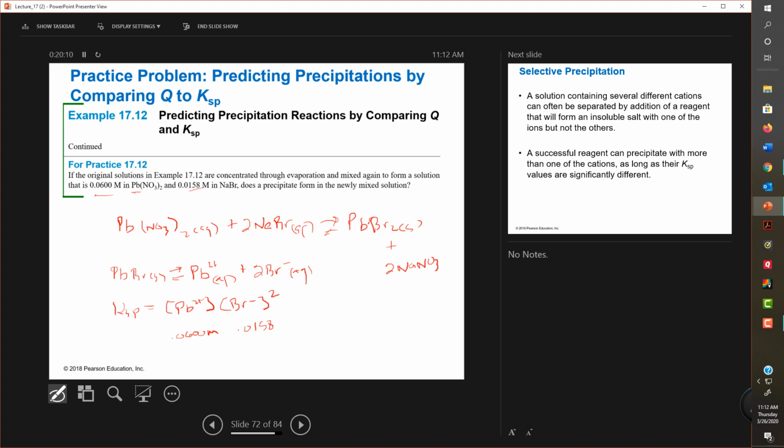All right. So let's calculate that out, see what we get for an answer. So we have 0.06 times 0.0158 squared, 1.49 times 10 to the negative 5th. So this is Q. This is not KSP. Q is 1.49, or let's just say 1.50, times 10 to the negative 5th. All right. So then we compare that to the KSP.